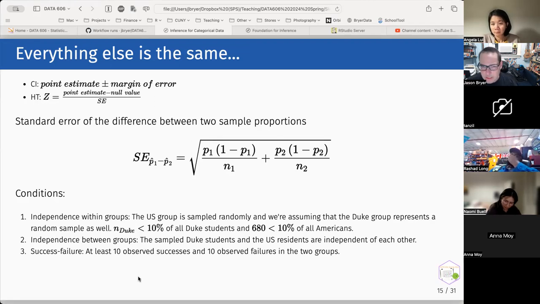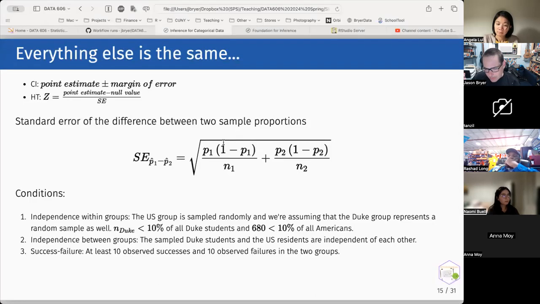Independence within groups is similar. These were random Americans and random Duke students, so knowing one response tells us nothing about another. The other assumption, an additional one, is independence between groups. We're saying that knowing whether or not somebody is in one group doesn't inform the other. Now, I'm going to point out, and at the end I'll show an example, that we are technically violating this assumption here, because Duke students are also Americans. If I do a random sample of Americans, I could potentially get a Duke student. So Duke students are actually a subset of the larger group, and this is technically a violation.